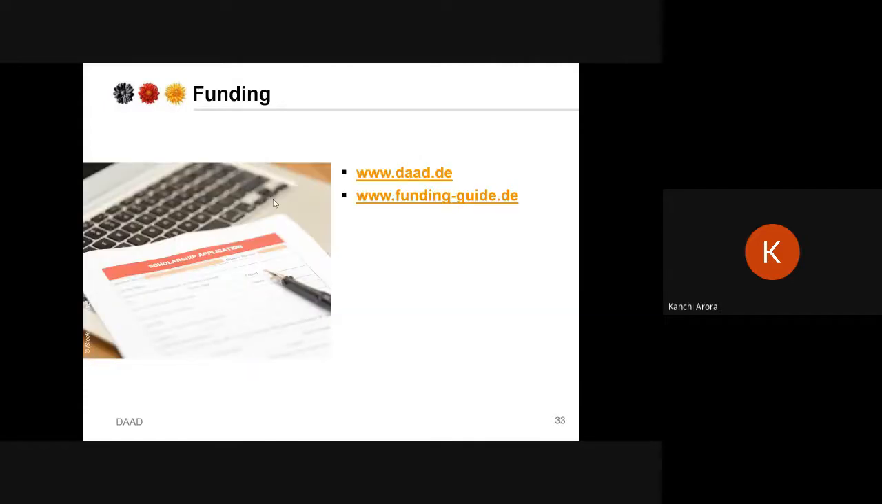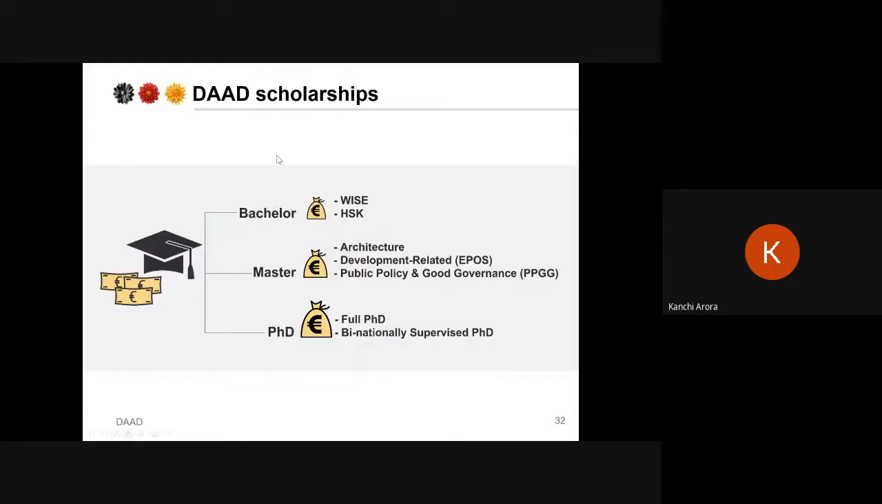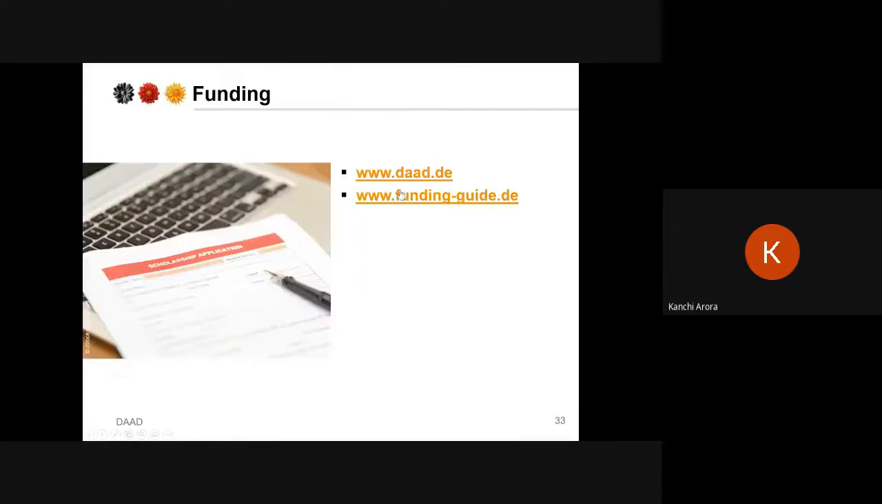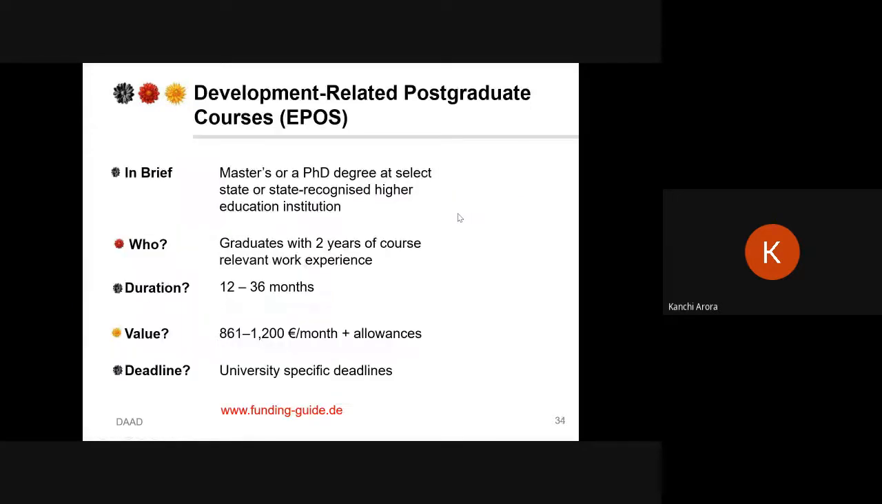And to know where you would find all these programs, the architecture one and the development related, these are to be found on these two websites again, daad.de and funding-guide.de. These are scholarship databases. These would have scholarships. The funding-guide.de has scholarships not just by the DAAD, but also by other organizations.